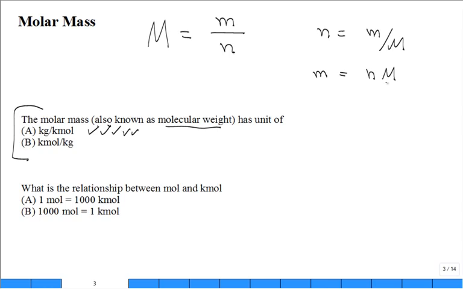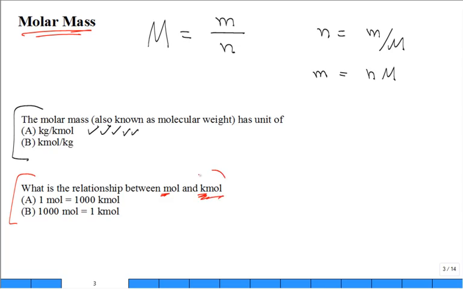How many people remember learning the name of the molar mass as called the molecular weight? I don't know why it's still taught that way, but in the textbooks in high school and physics classes, they still call it the molecular weight. I learned it that way, but I try to call it the molar mass because it's a little cleaner what exactly it is. Okay. All right, what is the relationship between a mole and a kilomole?